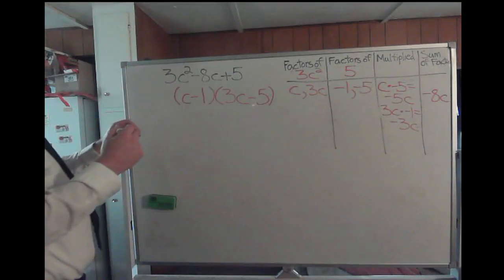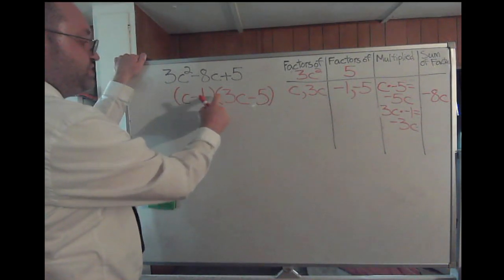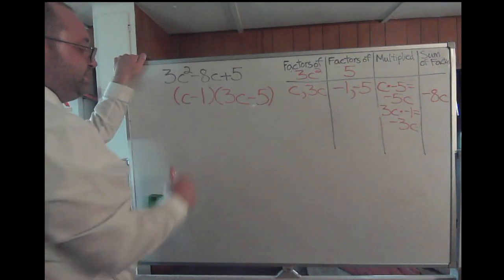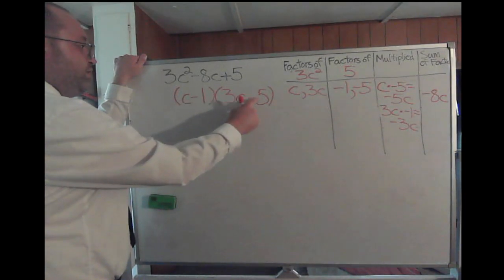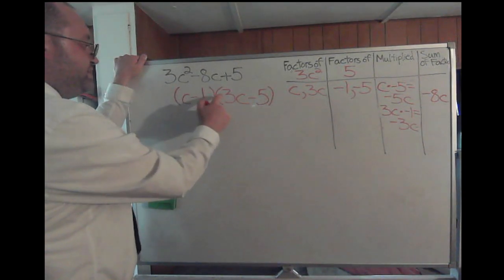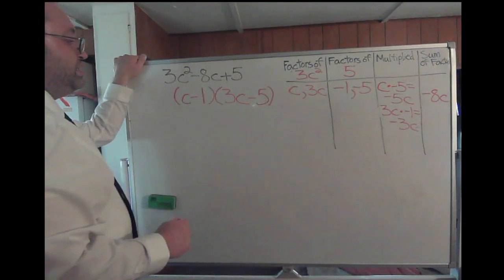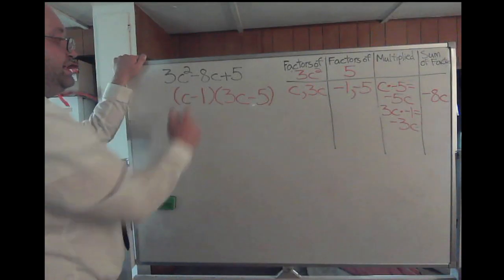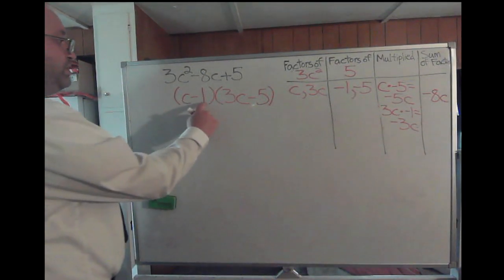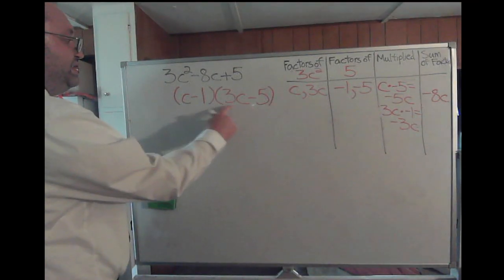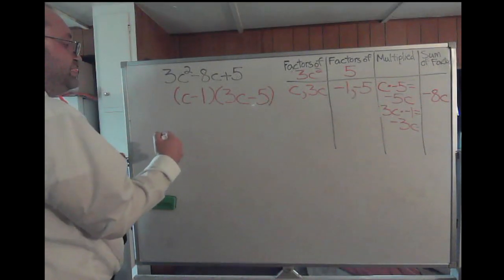The way you determine that they should be multiplied is close together. If I would have had this the other way around, if I would have had 5 here and 1 there, that wouldn't work because you'd have -5 times 3c, and then you'd have c times -1. You would actually end up getting -16c instead of -8c. That wouldn't work. You want to arrange the factors in such a way where that 1 multiplies times a 3c, and that c can multiply by that 5. And you get that middle term of -8c.